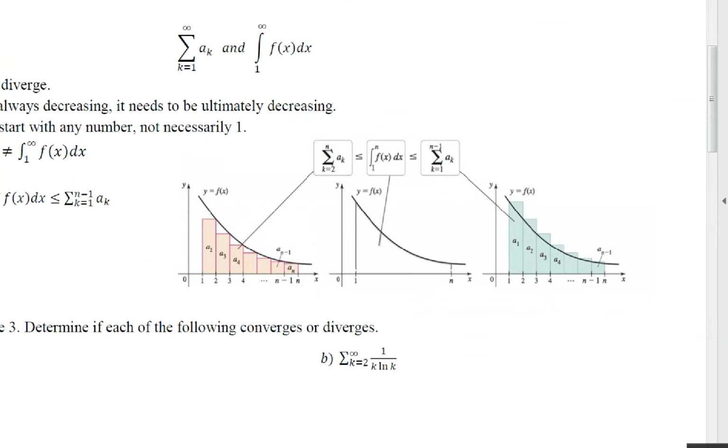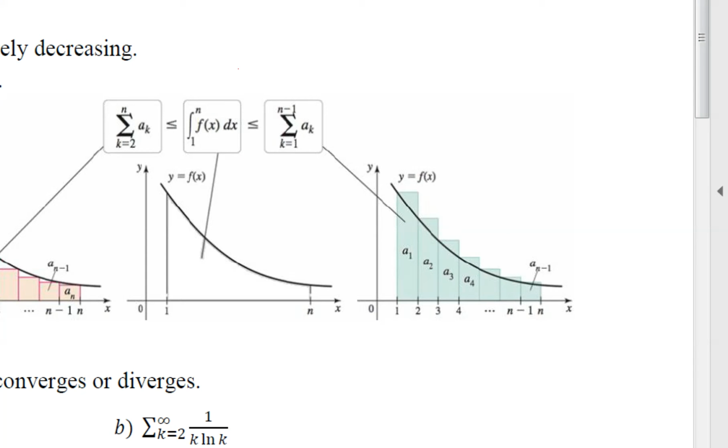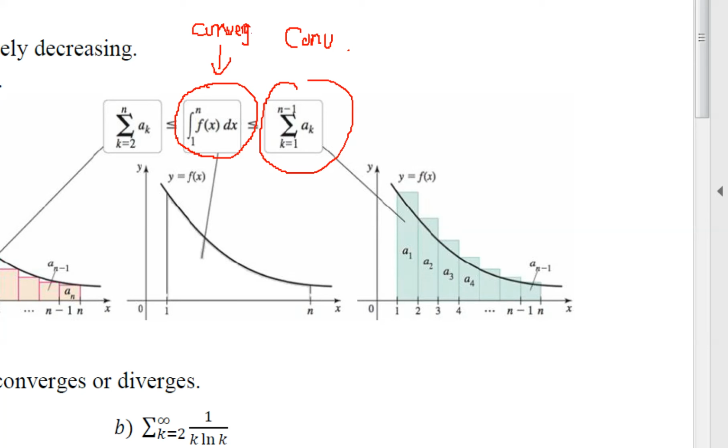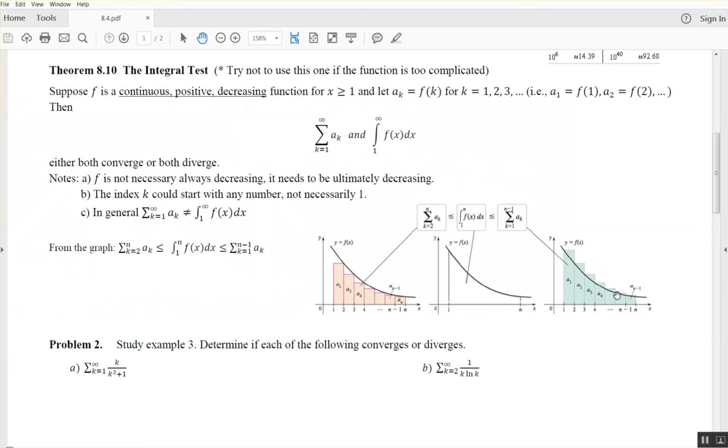Let's look at the second inequality. When this converges, then this is even smaller. Therefore, it also must converge. So that's why we say we can see that they either both converge or both diverge.